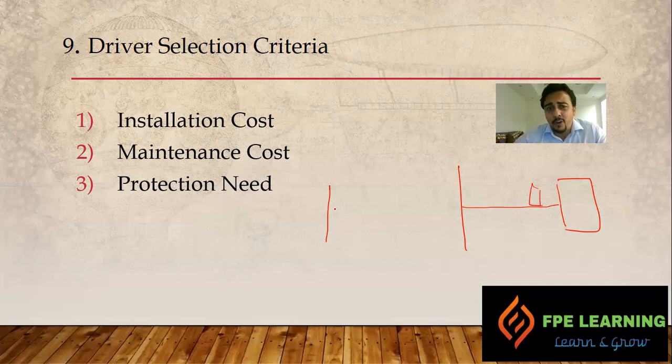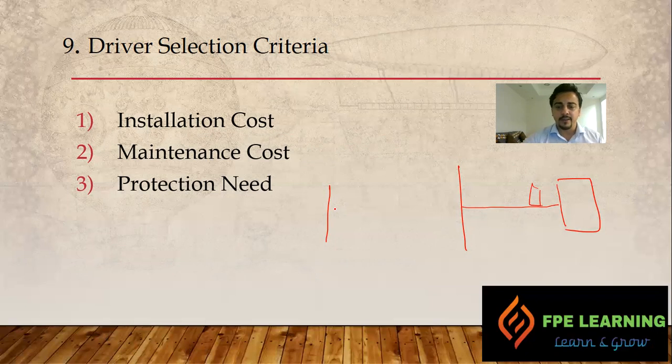So the best thing is you have to consult the fire prevention team, ASA. You have to contact the insurance company of those you are going to protect, those warehouses, refineries and all, because they are the ones who will give you the correct figure for the types of driver you have to select. Sometimes they need a redundant driver, based on their requirement. So you have to make sure of the installation cost, maintenance cost, and the protection need.